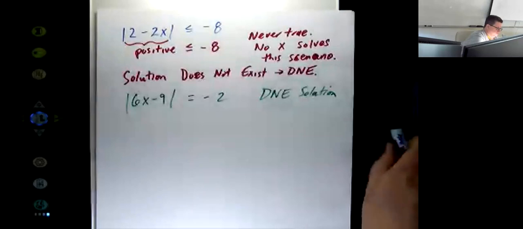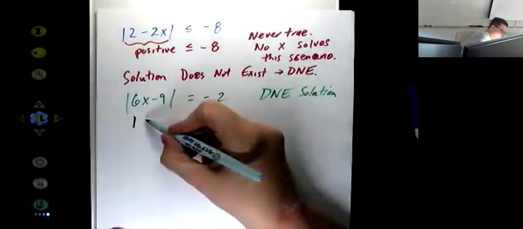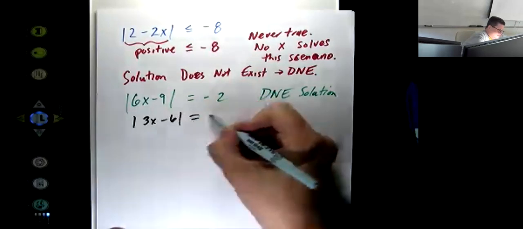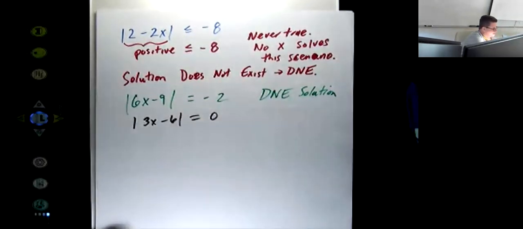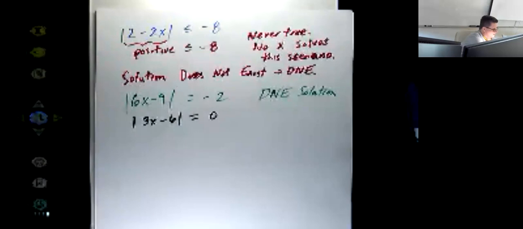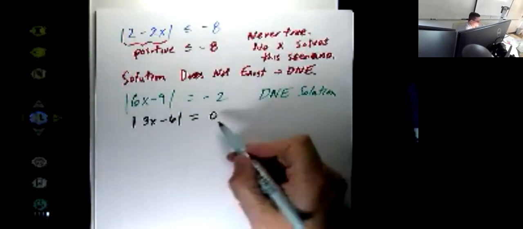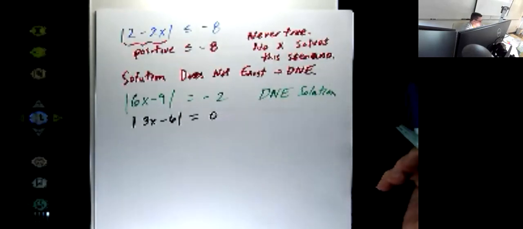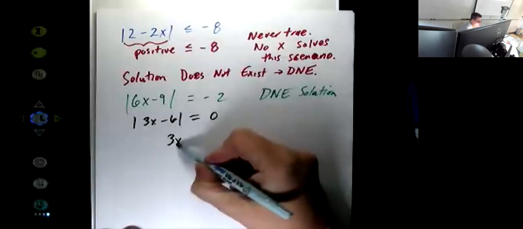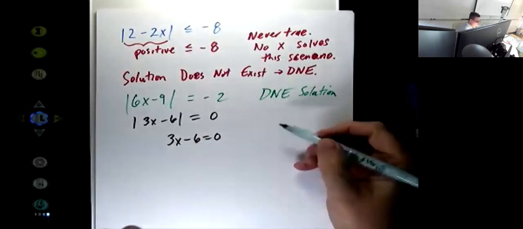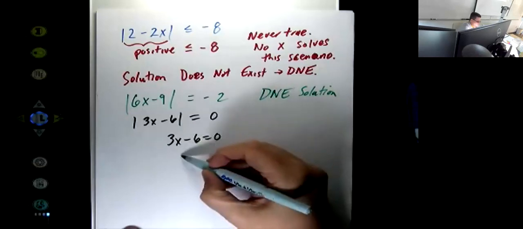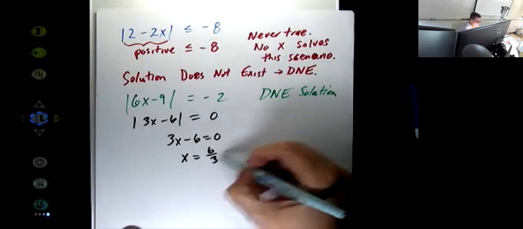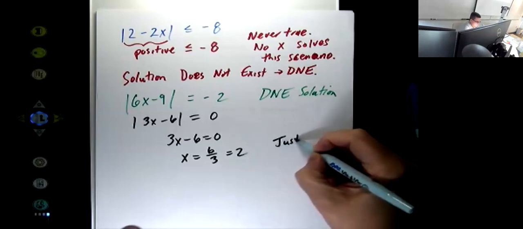When the absolute value equals 0. Every other absolute value is split into 2. We did a positive version and a negative version, but there is no positive or negative 0, so it's just one equation. When it equals 0, there's only one solution. X equals 6/3, which equals 2. Just a single solution.